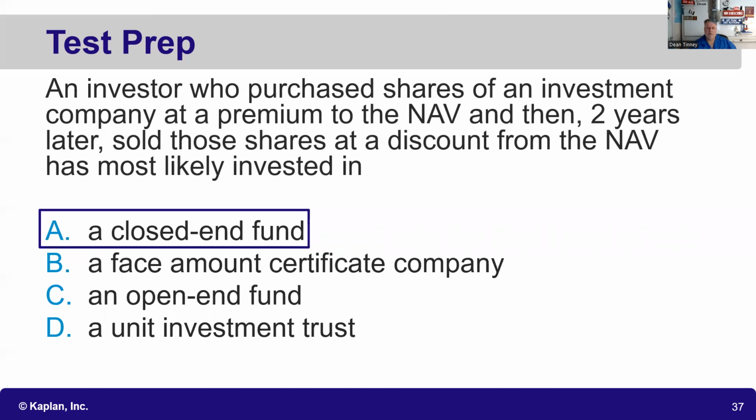A unit investment trust is a professionally selected fixed portfolio. Fixed portfolio. That's the way we sometimes say passive management. And an open-end fund is a traditional mutual fund. And a face amount certificate company is illegal in most states. That's also known as a contractual plan.